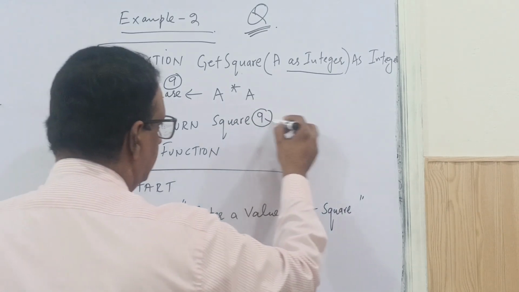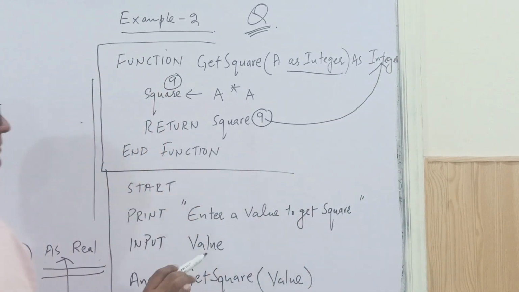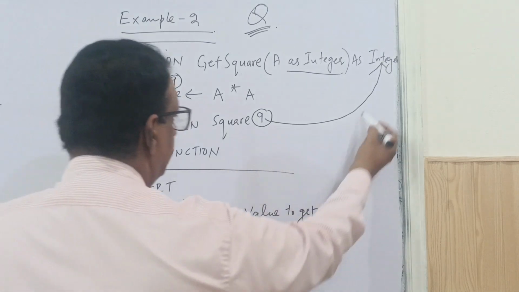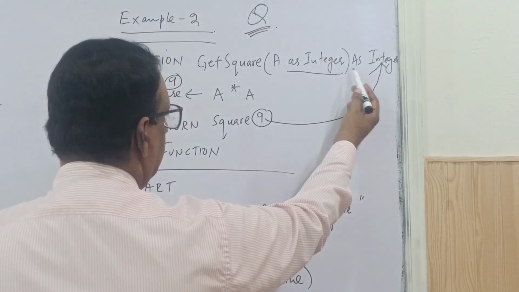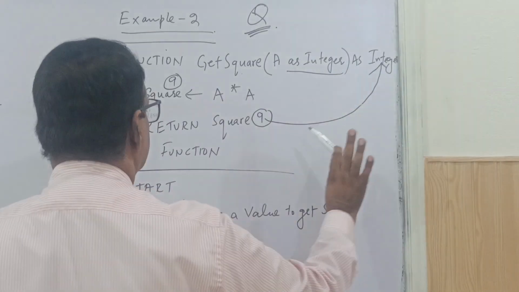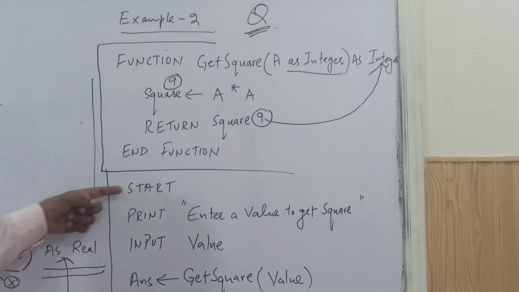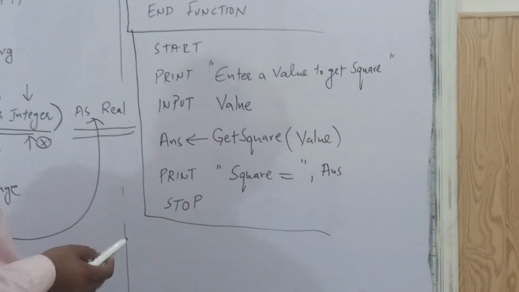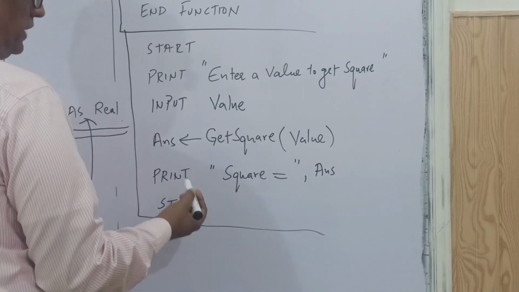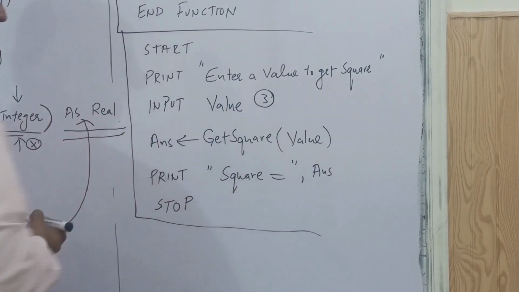This value will pass through this gate and it will become integer. In case the answer was 9.2, when it passes through this filter, it will become 9 because it says to be as integer. Now the 9 will go back. Now let's come to the main part, that is start and stop. Over here it says print, enter a value to get the square and input square. The user will give suppose 3.